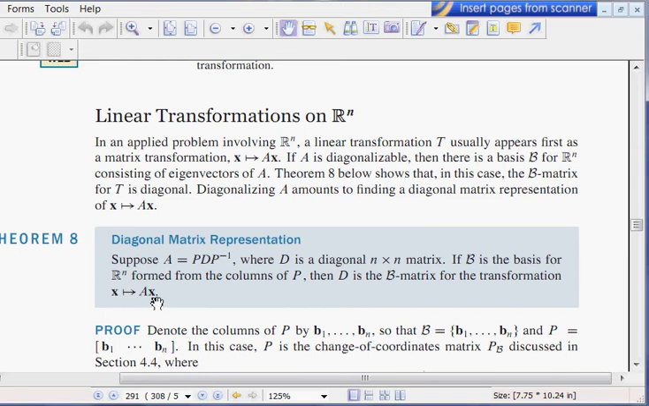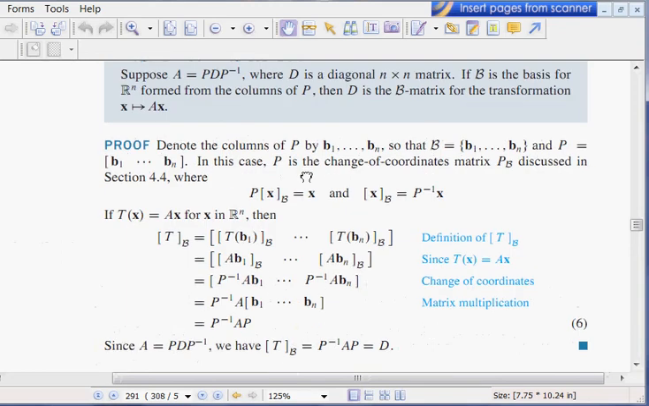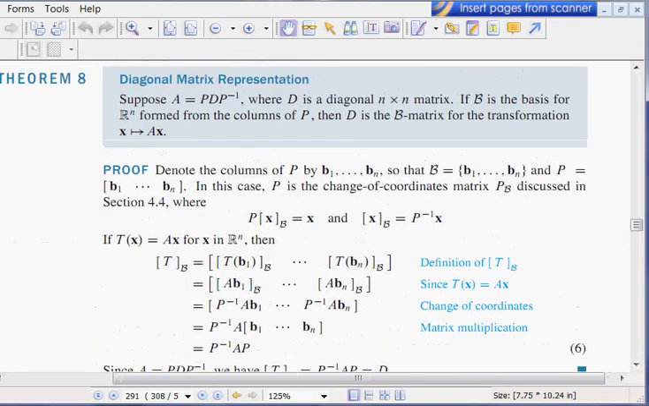That's a very tricky idea. I want to reiterate this again. If B is a basis for Rn formed from the columns of P, in other words, if the columns of P are a basis of Rn, then this D right here models the transformation x to Ax.